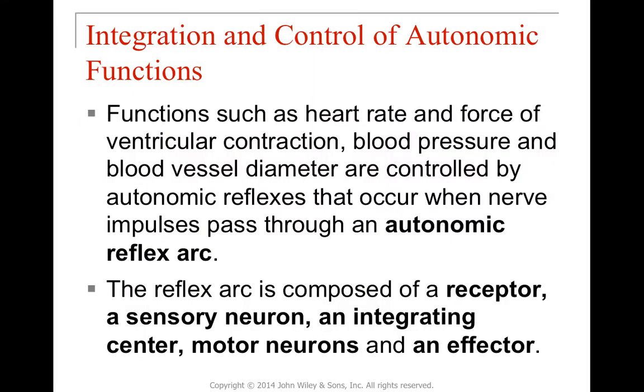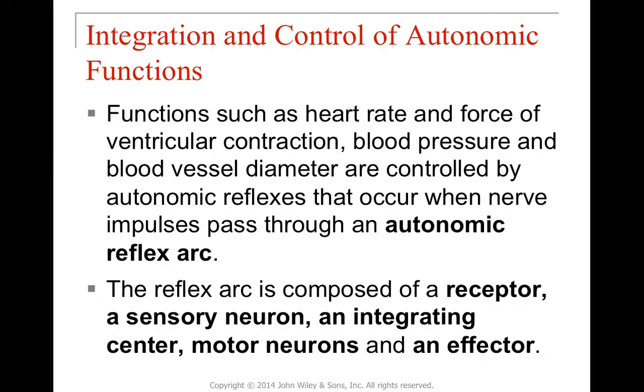So what is the point here? The point is that our autonomic nervous system has a function of maintaining homeostasis. So we want to keep certain body conditions within particular parameters. So certain functions such as heart rate and the force of ventricular contraction and blood pressure, blood vessel diameter, etc., they're all controlled by these autonomic reflex arcs, which basically take information in and make adjustments to be able to get the final result in whatever fine-tuning they need.